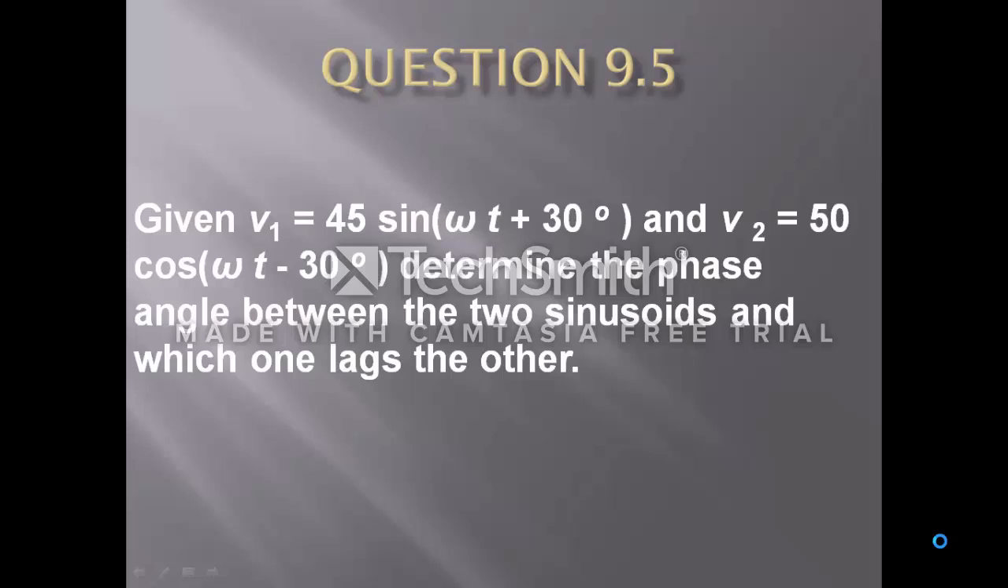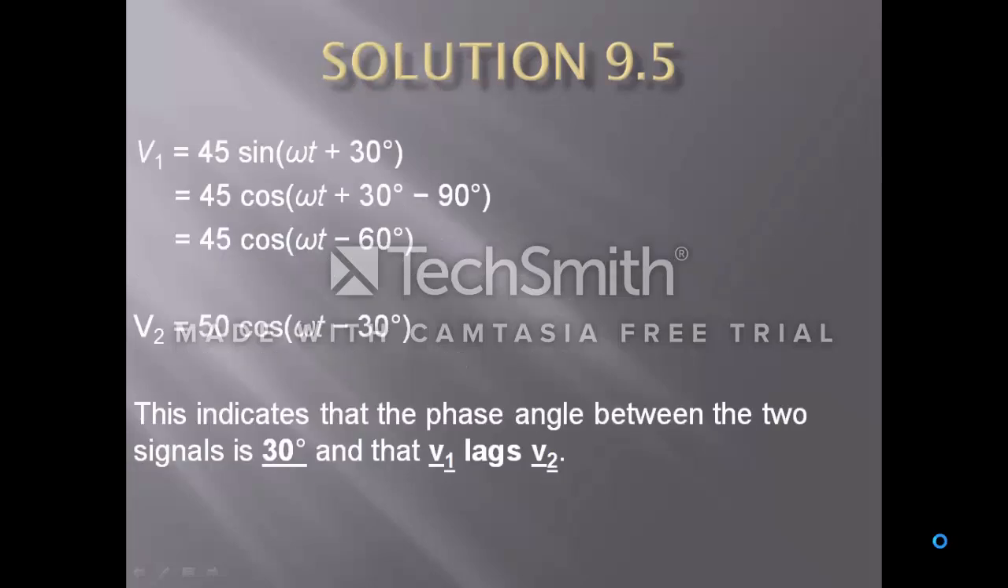For the fifth question, it's given that V1 equal to 45 sine omega t plus 30 and V2 equal to 5 cos omega t minus 30. We have to determine the phase angle between the two sinusoids and which one lags the other. So for the first equation, we have V1 as 45 sine omega t plus 30, and by applying the operation that sine theta equal to cos 90 plus theta, we get 45 cos omega t plus 30 minus 90 degrees, which is equal to 45 cos omega t minus 60.